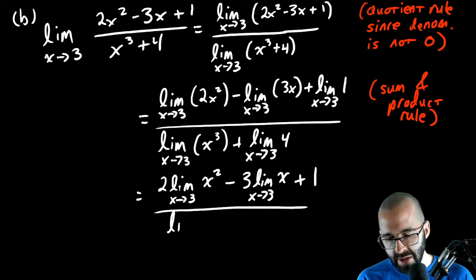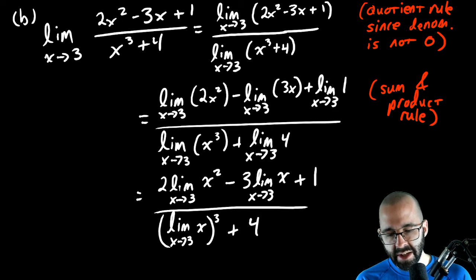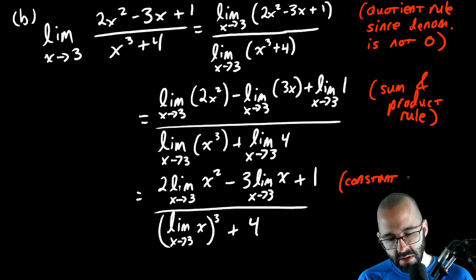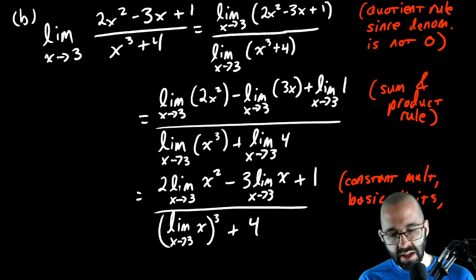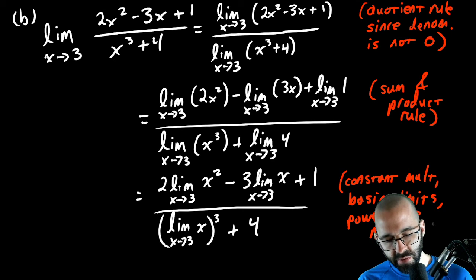This is going to be the limit as x approaches 3 of x. And then we're going to cube that limit using our limit law. Again, this other limit down here is 4. Here we're using a lot of laws. We're using constant multiple. We're using that basic limit laws. And we're using the power rule. And again, with n equals 3 was our power rule.